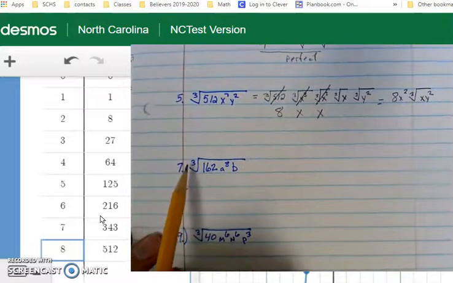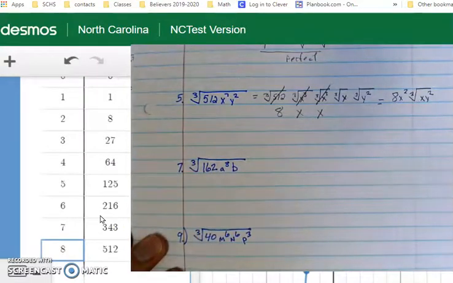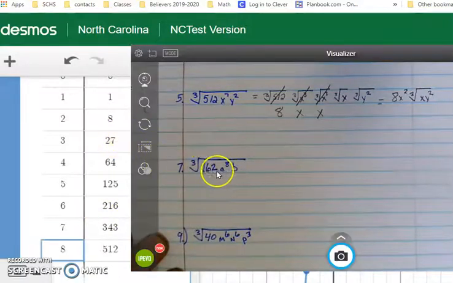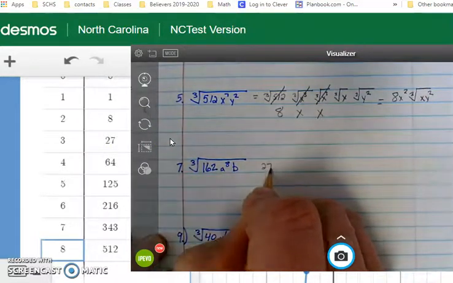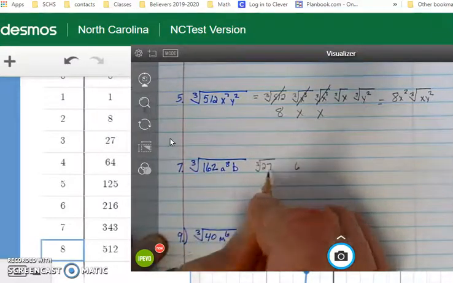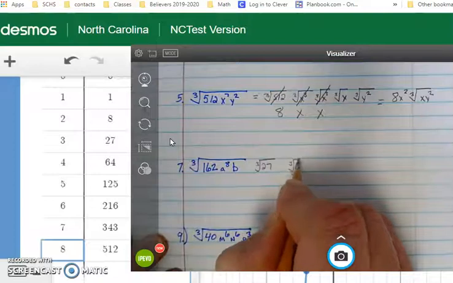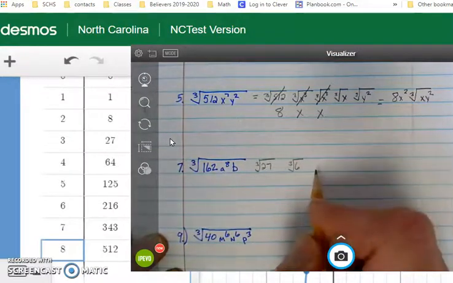Number 7, again, it's another third root problem. I've got a 162. I'm curious which one of these goes into 162. I play around with my calculator a little bit, and I find out that 27 goes into 162. So it happens to be 27 times 6. So I've got the third root of 27 and the third root of 6. This one is perfect. This one is not.